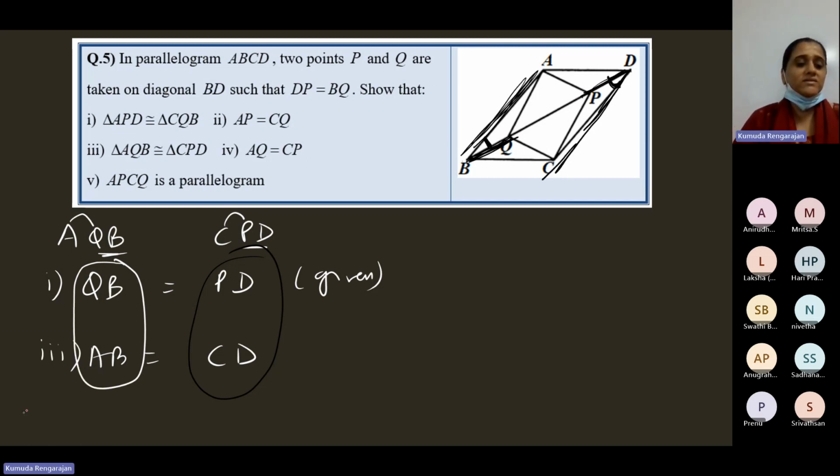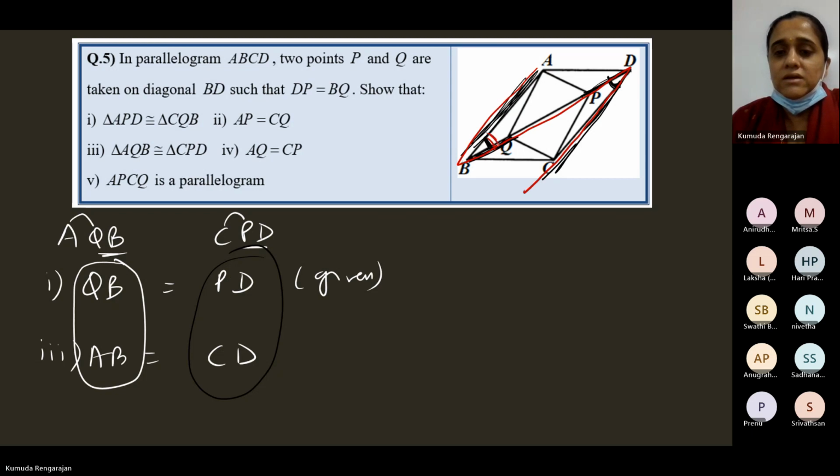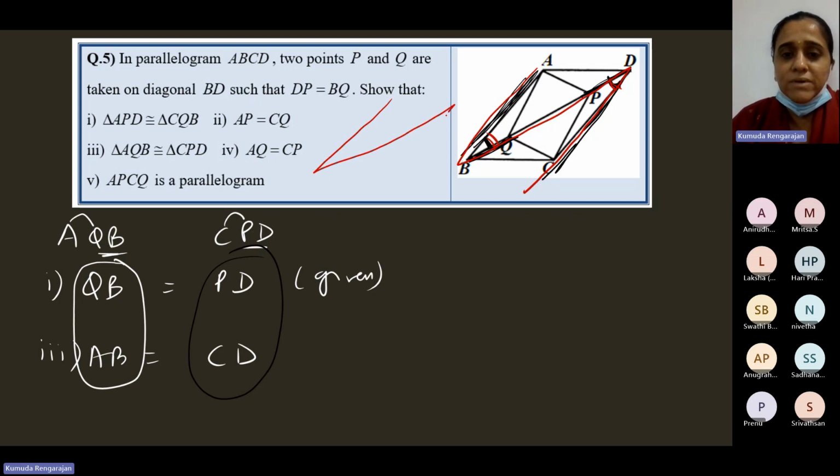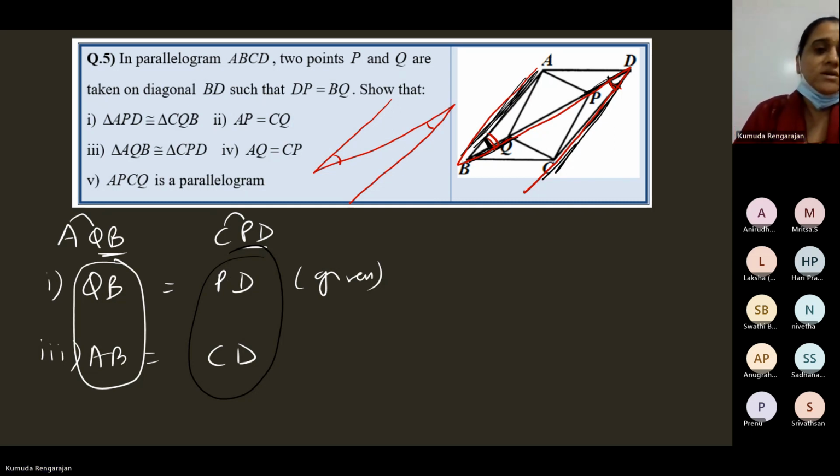You have to show those angles are equal. There's no choice. You have to give some reason. So it's like this: parallel line, transversal, parallel line. Here and here are the angles. Alternate interior angles are equal. AB is parallel to CD, and BD is the transversal. So that means by the SAS rule, the triangles are congruent. So by CPCT, you will get AQ is equal to CP.